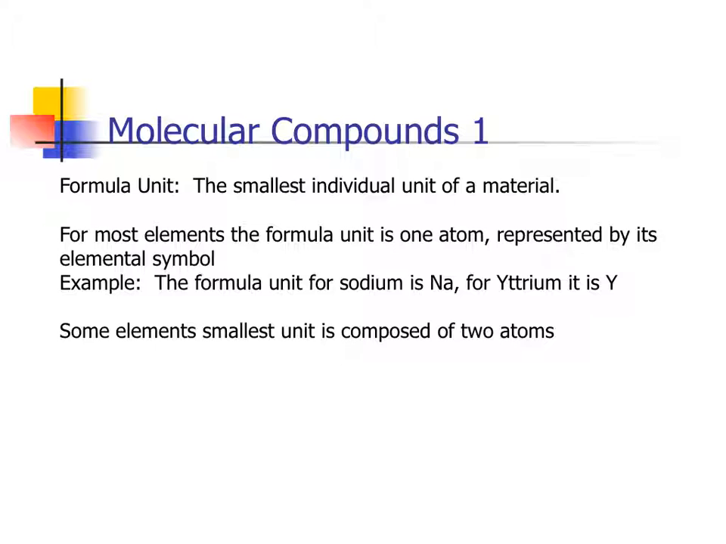A couple of examples would be sodium. The formula for sodium is Na, which, as we saw in the previous unit, comes from the Latin name. And yttrium is Y, because that's the symbol that it has. Some of them do have multiple atoms, where there are two. We'll talk about those in the next slide, but there's a really small number of them.